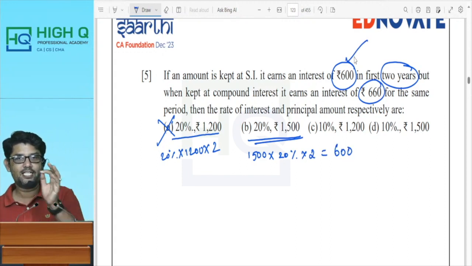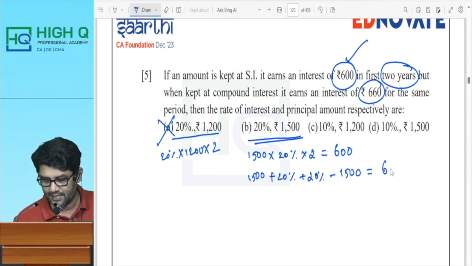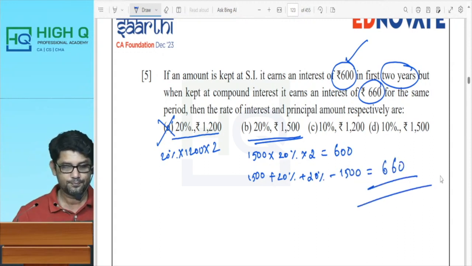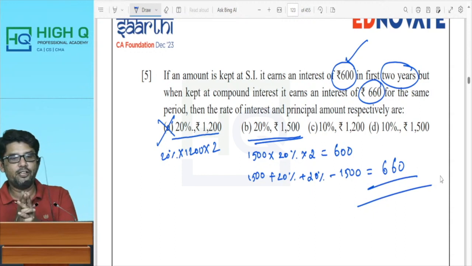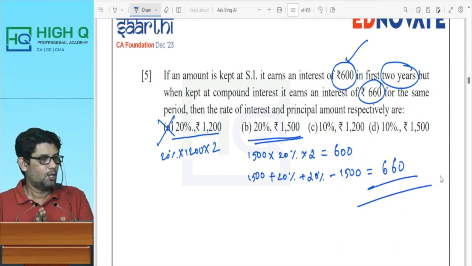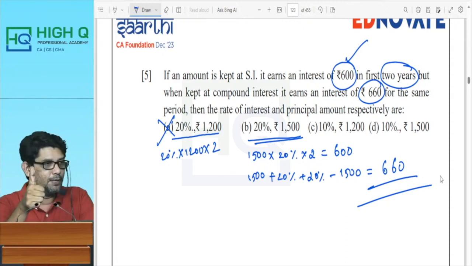Now the second condition, we need to check compound interest, whether compound is coming 660 or not. 1500 plus 20% plus 20% minus 1500. You should get 660. Are you getting it, my dear? Answer is over. I told you without using formula we can do it. Trial and error method. One is simple interest, other one is compound interest.